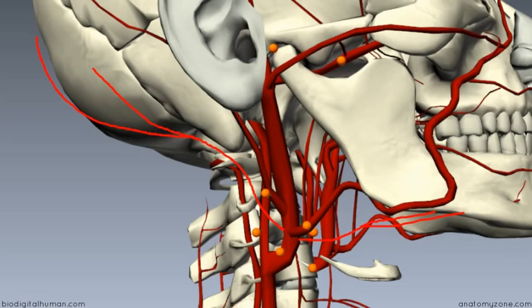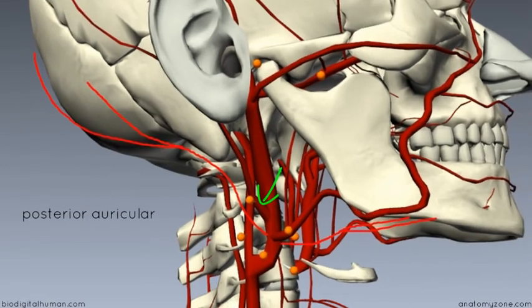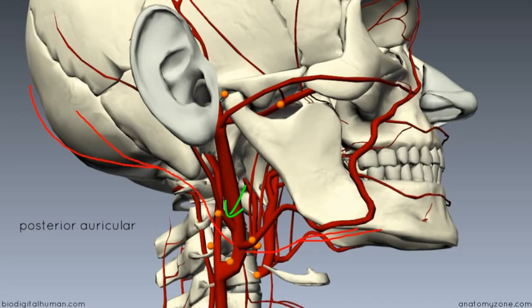So that comes off the posterior aspect of the external carotid at about the same level as the facial artery. So again, coming off the posterior surface of the external carotid artery, we've got the next branch, which is the posterior auricular artery. So you can see this artery here, which is pinned, and it runs behind the ear, so it gives rise to the name auricular. So posterior auricular means behind the ear. So the next two arteries are the terminal branches of the external carotid.